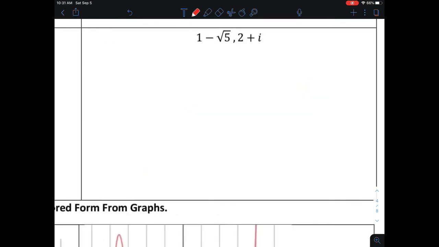Last one. We want to write this polynomial of least degree with integral coefficients. We have a 0 of 1 minus the square root of 5 and a 0 of 2 plus i. Now, we have an irrational root, so we have to account for its conjugate also being a root. So 1 plus the square root of 5 has to be a root. And we have a complex root, 2 plus i, so we account for its conjugate of 2 minus i. And so we're going to try to reverse engineer what created those factors.